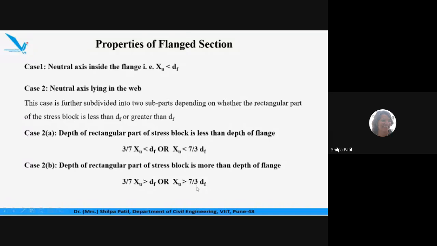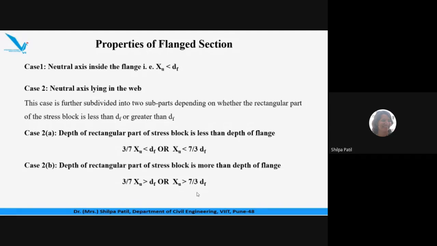In both these cases, the formulas for calculation of XU, MUR and AST keep changing. Because when XU is less than 7/3 DF, the depth of the stress block is considered as YF, and accordingly the YF formula is used and the further calculations are done. In case 2B, when XU is greater than 7/3 DF, the total depth of the flange is considered: instead of small d, we consider capital DF, and we do all the calculation, in which the rectangular part of the stress block is more than the depth of the flange.